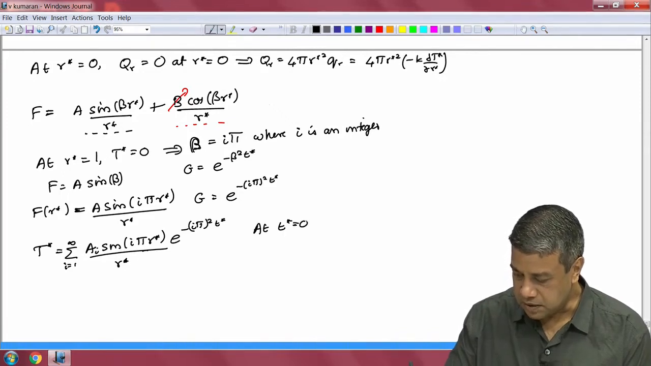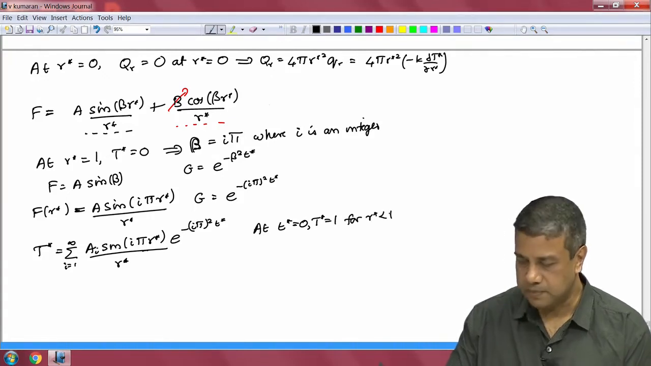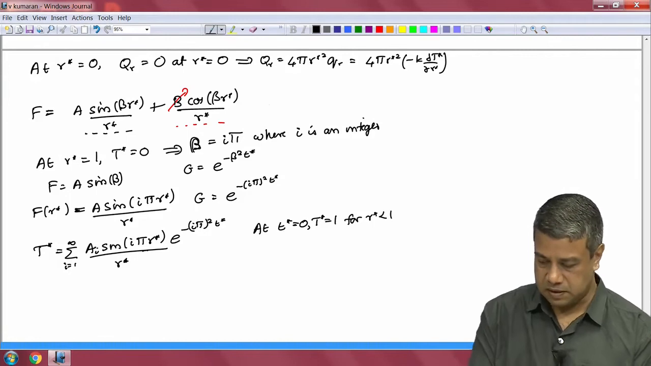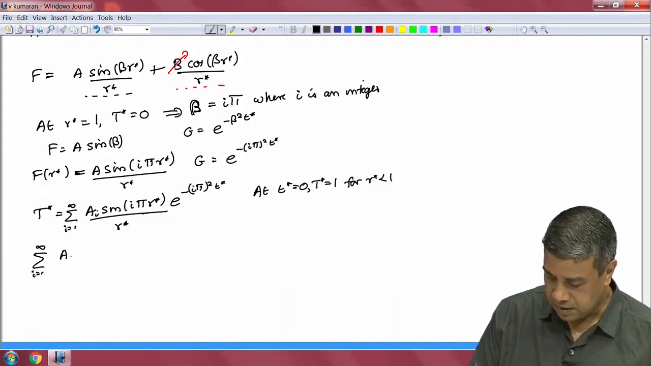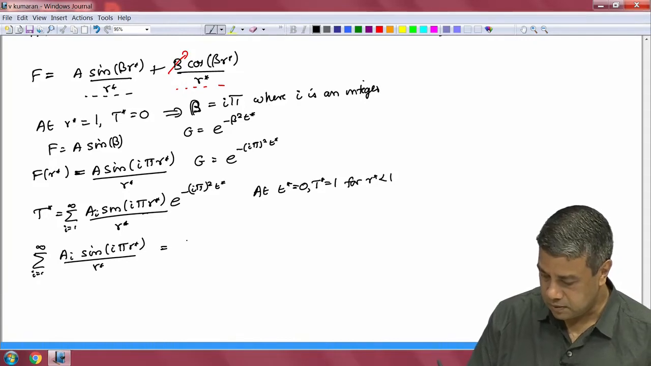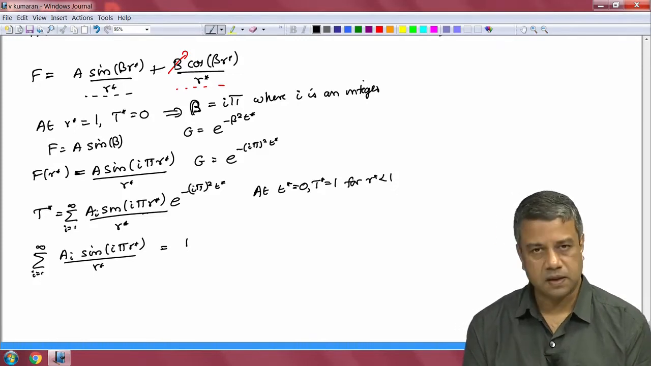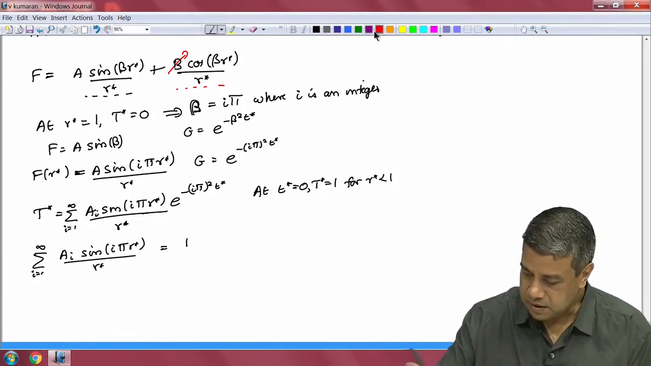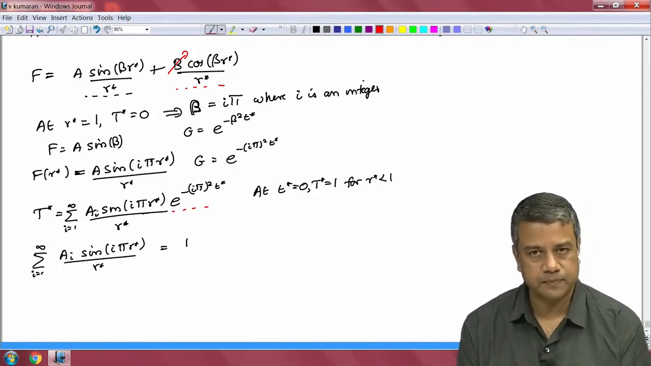At T star is equal to 0, T star is equal to 1 for R less than 1. Initially, the sphere is at a higher temperature. So, therefore, this summation I is equal to 1 to infinity A I sine of I pi R star by R star is equal to 1. That is the initial condition. At T star is equal to 0, these exponentials are all equal to 1.